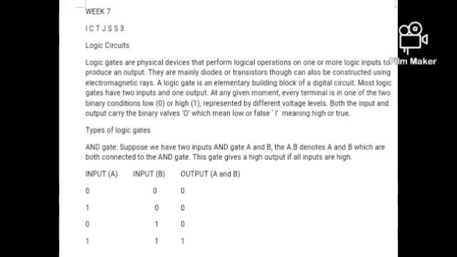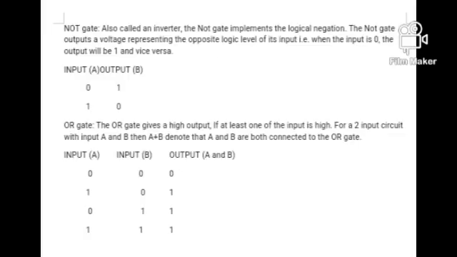We have AND gates. Suppose we have an AND gate with inputs A and B. A dot B denotes A AND B, which are both connected to the AND gate. What that simply means is that when you have 0 as an input and 0 as an input for A and B, your output will be 0. When you have 1 and 0, your output will be 0, just like when you are saying 1 times 0. And when you have 0 and 1, it will also be 0. But when you have 1 and 1, it is only in this case that your output will be 1.